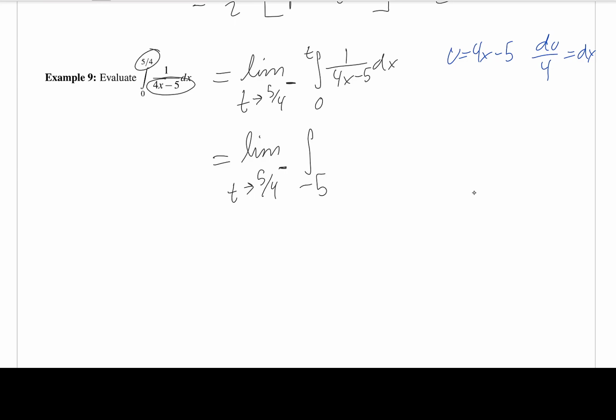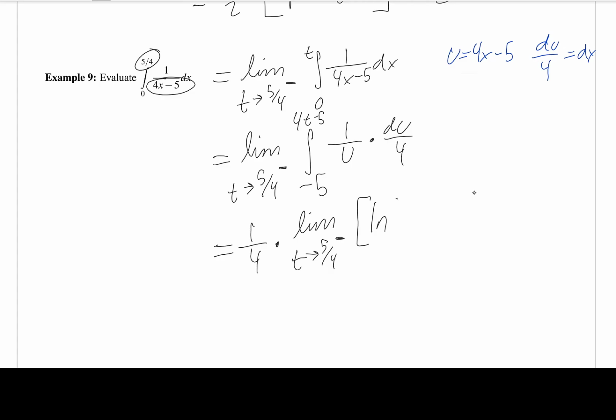So this will be -5, this will be 4t minus 5, right? I'm plugging 0 and t in for x in this equation. And so then I get 1 over u times du over 4. I'll go ahead and pull that 1/4 in front of our limit. So this is 1/4 limit as t approaches 5/4 from the left. So now I just have the integral of 1 over u du. So this is natural log of absolute value of u from -5 to 4t minus 5.